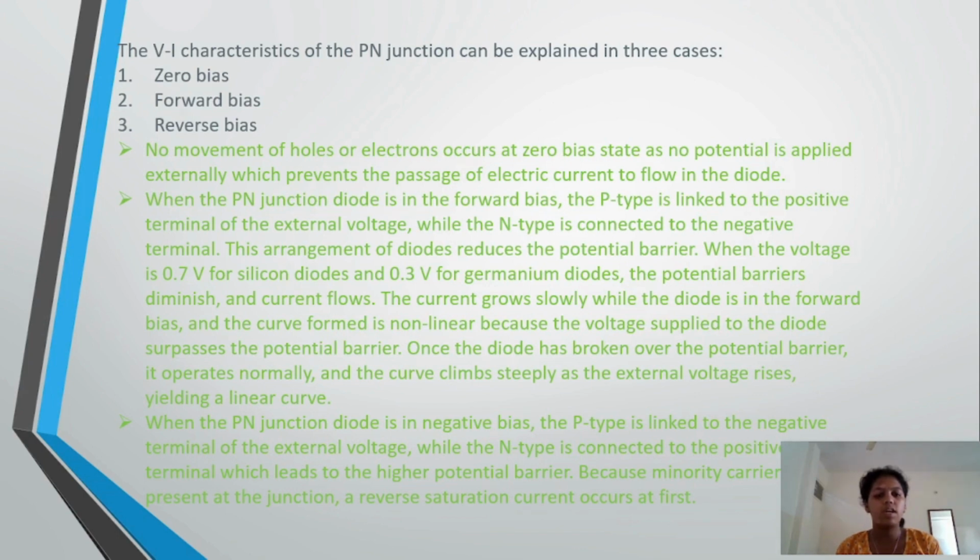When the PN junction diode is in reverse bias, the P-type is linked to the negative terminal of the external voltage while the N-type is connected to the positive terminal, which leads to a higher potential barrier. Because minority carriers are present at the junction, a reverse saturation current occurs at first.